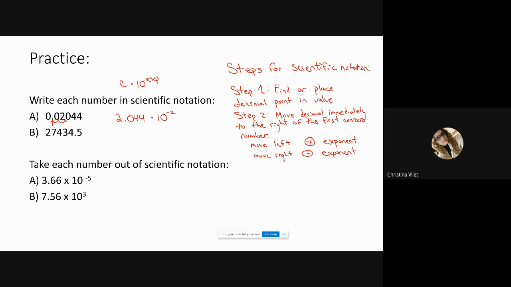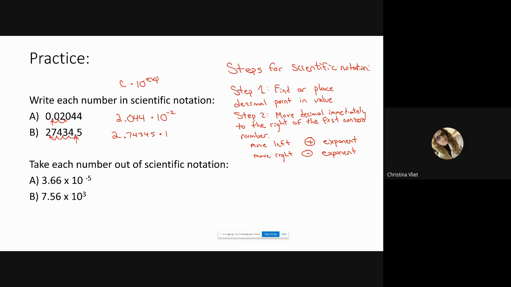B, let's go through this again. So find your decimal. If there was no decimal there, where would we put it? We would put it at the end to make it a whole number and then move it. So there is a decimal here though. So we're going to locate that decimal and then move it to the immediate right of the first non-zero number. So in order to do that, we have to move it this direction to the left. So then we rewrite the number starting with the first non-zero digit, and then you write your decimal and everything else that's significant, which is everything here.